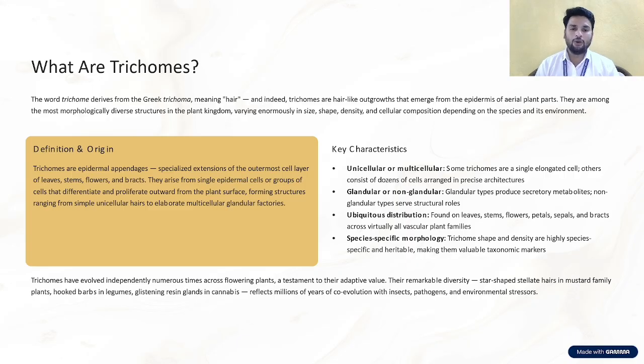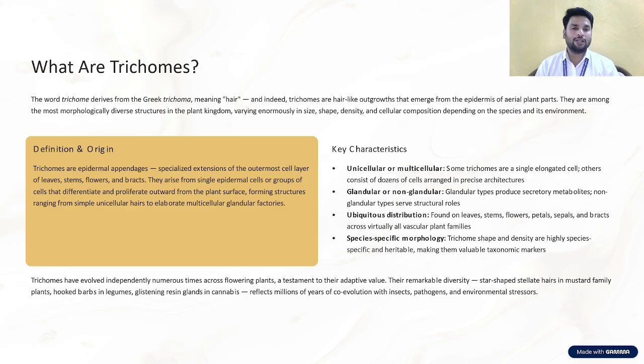Okay, trichomes have evolved independently numerous times across the flowering plants, a testament to their adaptive value and remarkable diversity. Stellate hairs are seen in the mustard family, hooked barbs in the legumes, glistening resin glands in cannabis, reflecting millions of years of co-evolution with insects, pathogens, and environmental stresses. Co-evolution means both organisms evolve simultaneously. That's why it is known as co-evolution, because of the interaction with insects, pathogens, and environmental stresses.